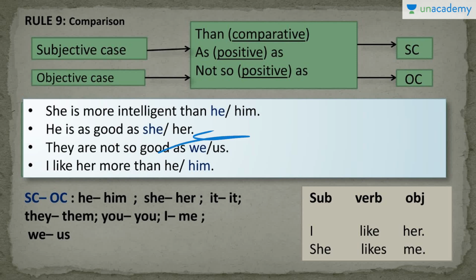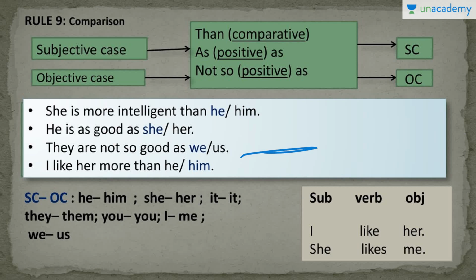Next sentence, he is as good as she or her. Again, you can see I'm comparing two people, he and she, and here I have used as for comparison. And when you use as, you'll have to use the positive degree of the adjective. That is why I have written the word good. And since as is preceded by he, which is a subjective case, therefore it has to be followed by a subjective case only. Now you tell me, between she and her, which is the subjective case? She is the subjective case, right? Therefore the correct sentence would be he is as good as she.